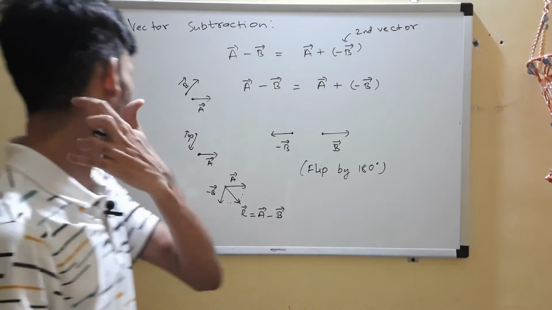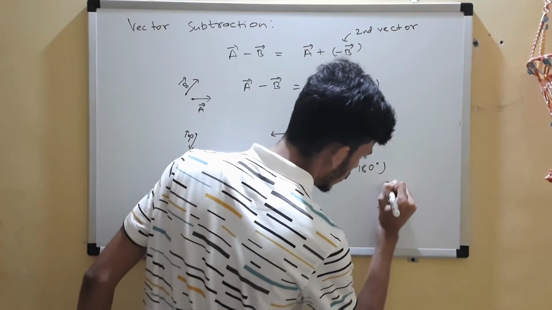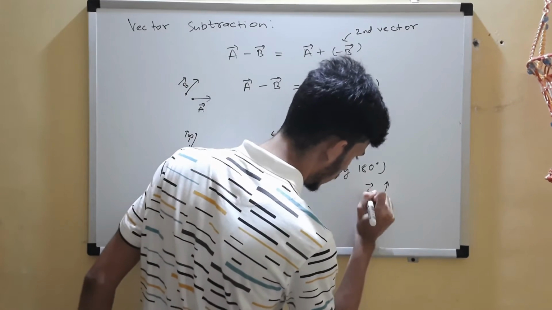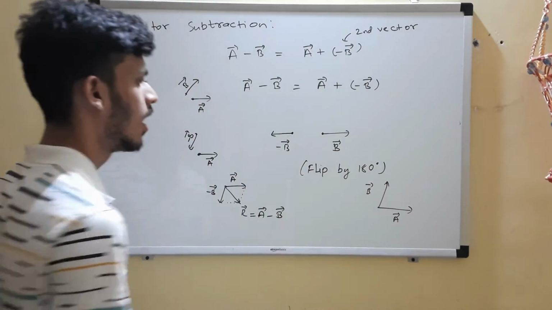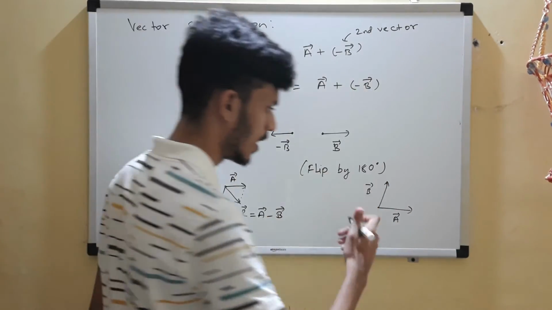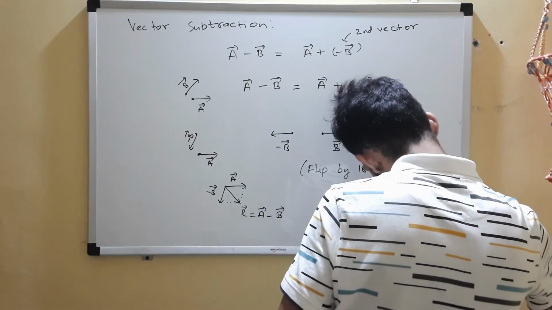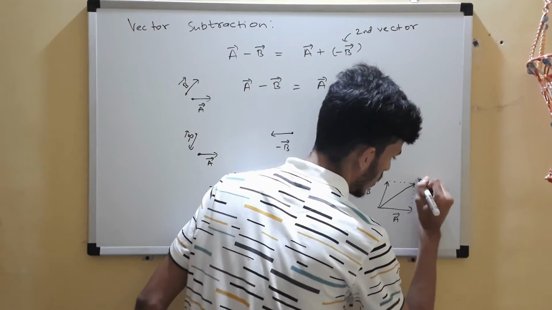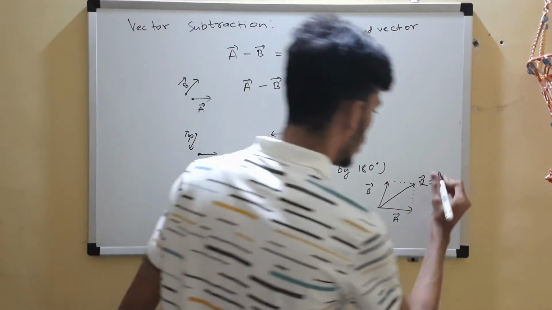Also, one thing I forgot to mention about the parallelogram law: suppose here we took vector b, and here we took vector a. What was their addition, the resultant? This R was a plus b, right? This diagonal is a plus b according to parallelogram law.